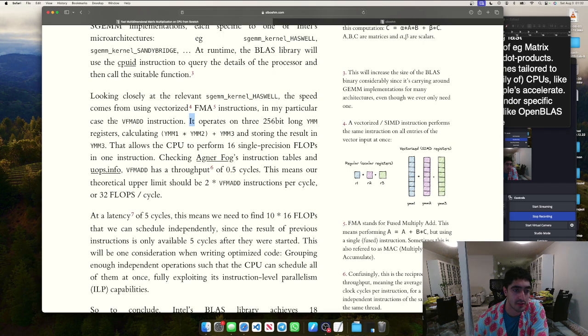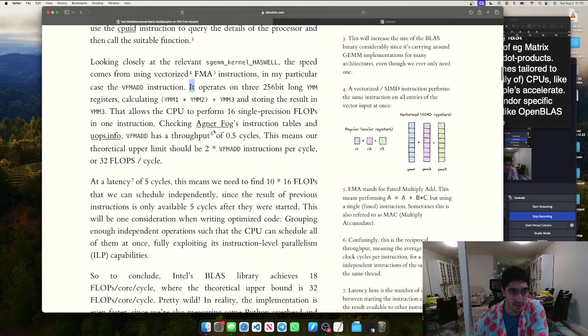In my particular case, the VFMADD instruction operates on three 256-bit long YMM registers, calculating YMM1 multiplied by YMM2 plus YMM3 and storing the result in YMM3. That allows the CPU to perform 16 single precision flops with one instruction, checking Agner Fog's instruction tables and uops.info.